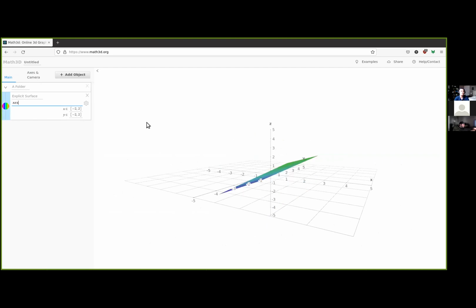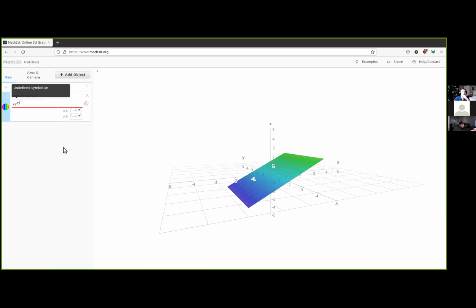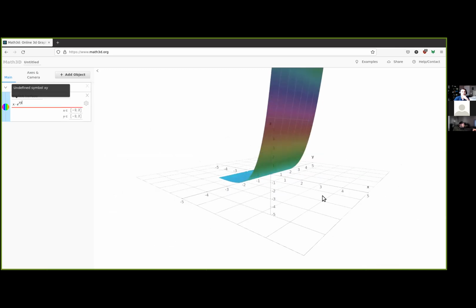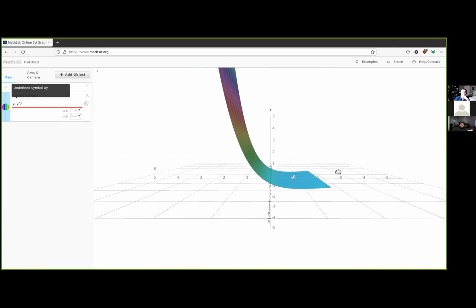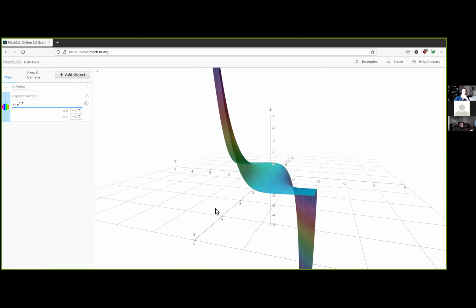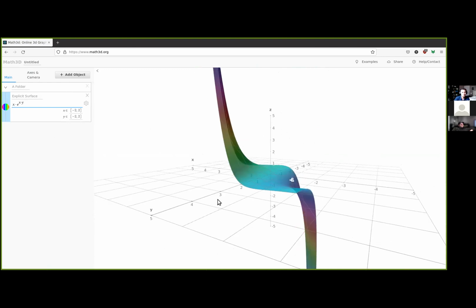What was it? X e to the power of xy, like that. And, oh, fine, have it your way. All right, so here's what it looks like. It's not a very interesting looking function. Okay, never mind. Now it's more interesting. So apparently I can't be as sloppy with this as I can be with Desmos, right?